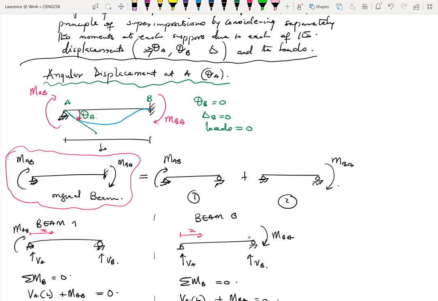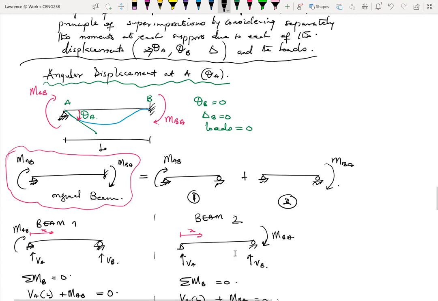All right. So again, we employ the principle of superimposition. We break the structure into easy to solve components. So we have component one right here, and then component two. So when we sum these two different beams together, we'll get the original beam.